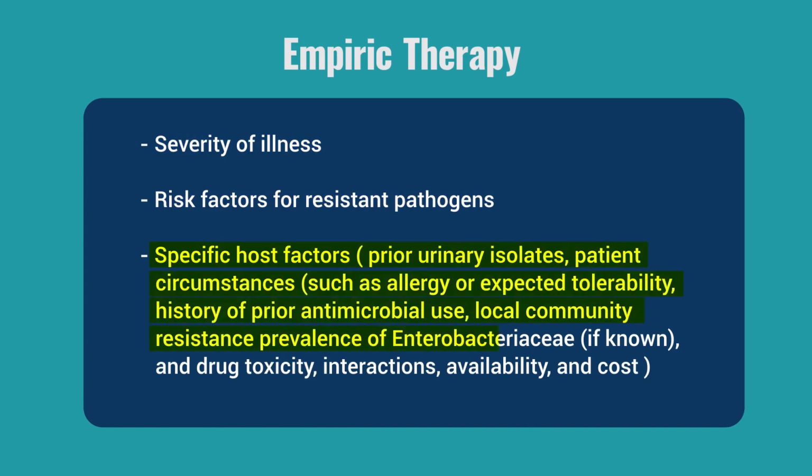Host factor, as in, was the patient at any time in the recent past exposed to any particular antibiotic? What is the immune level of the patient? Is the patient on certain drugs which can affect the immunity? So what does your empiric therapy for acute uncomplicated cystitis consist of?